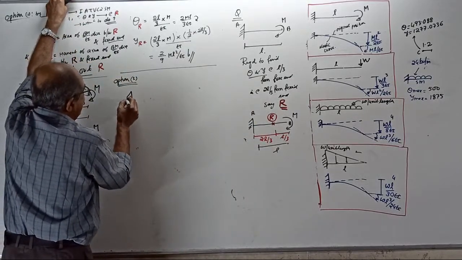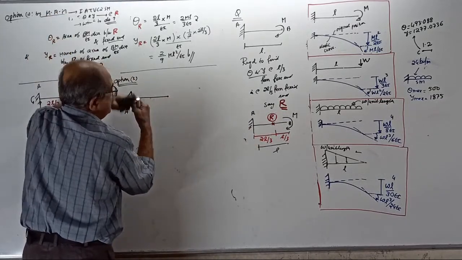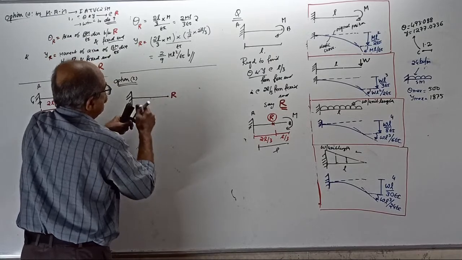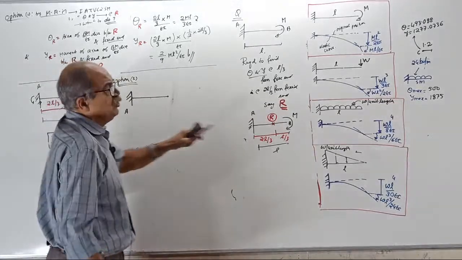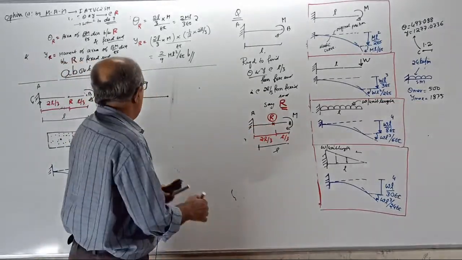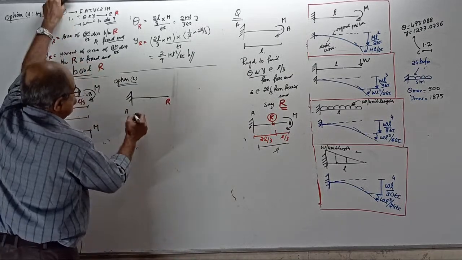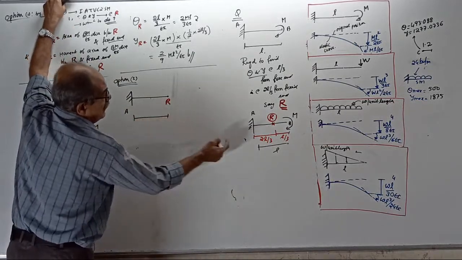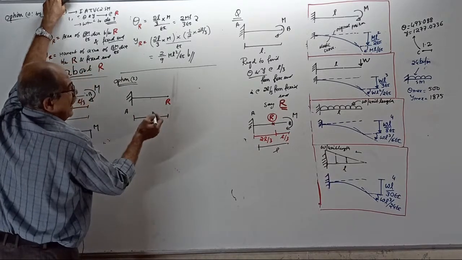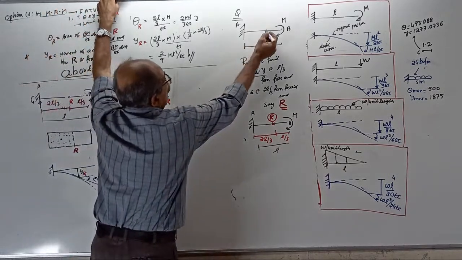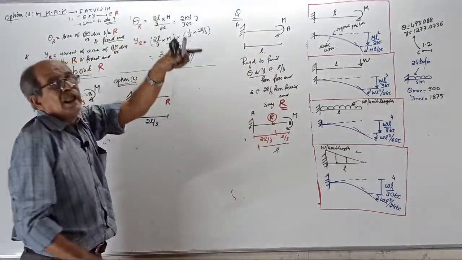Consider fixed end A up to R. This is R. In the exam they can give A, B, C like that. I am calling it a random point R. Now, the span of this cantilever will become 2L by 3. And there is no load from here to here. If it is UDL, load will come.